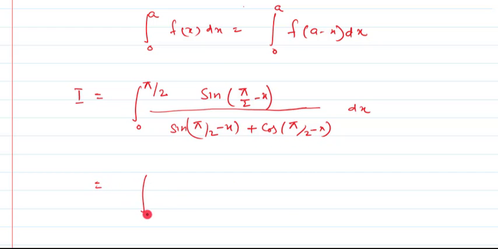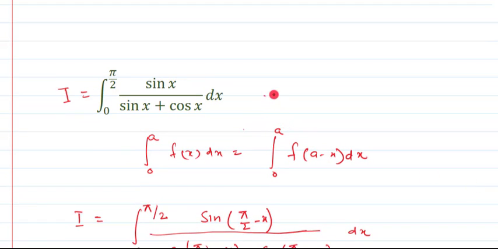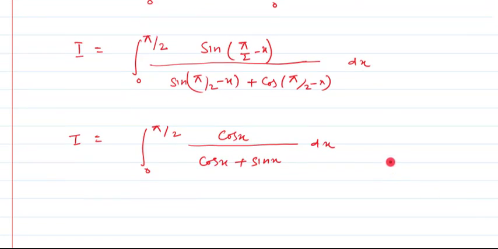It is 0 to pi by 2 sine pi by 2 minus x is cos x upon, in the denominator it is cos x plus sin x dx. This is I. Now adding result 1 and result 2. Let me name this as result number 1 and let me name this result as result number 2. So we'll apply adding 1 and 2. So what will happen?